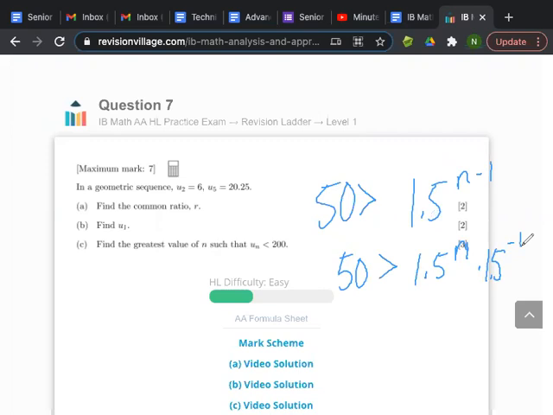Yeah. So this is the same thing as dividing by 1.5? Yeah. And then to move it to the other side, I multiply by 1.5? Okay. So what's 50 times 1.5? 75. Yeah, 75 is greater than 1.5 to the n. Oh, we did divide. I gotta figure it out.